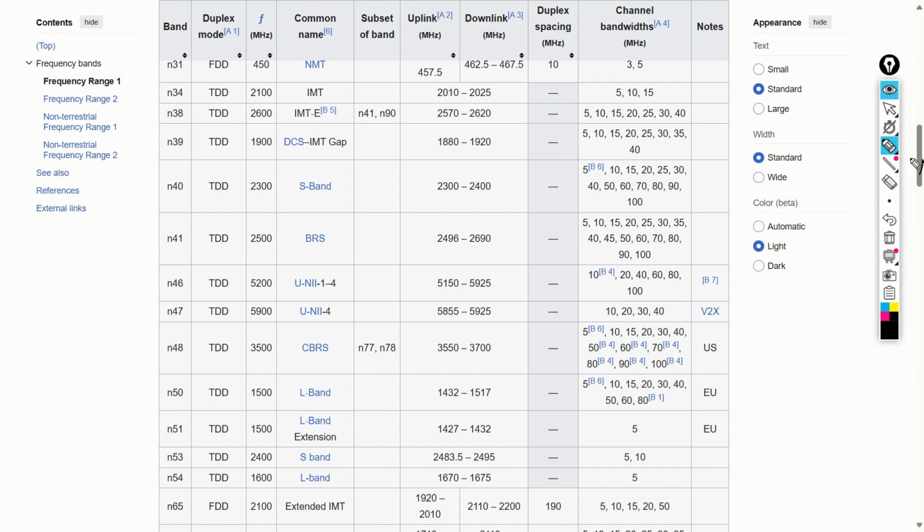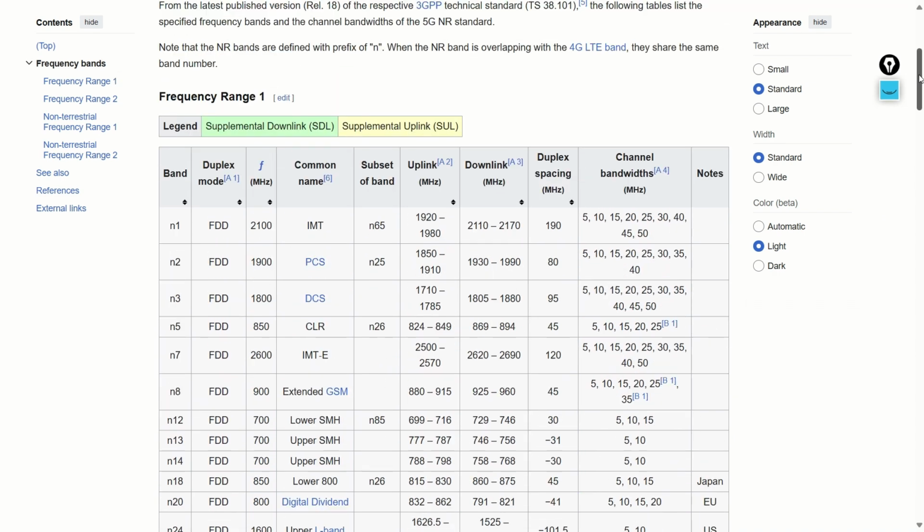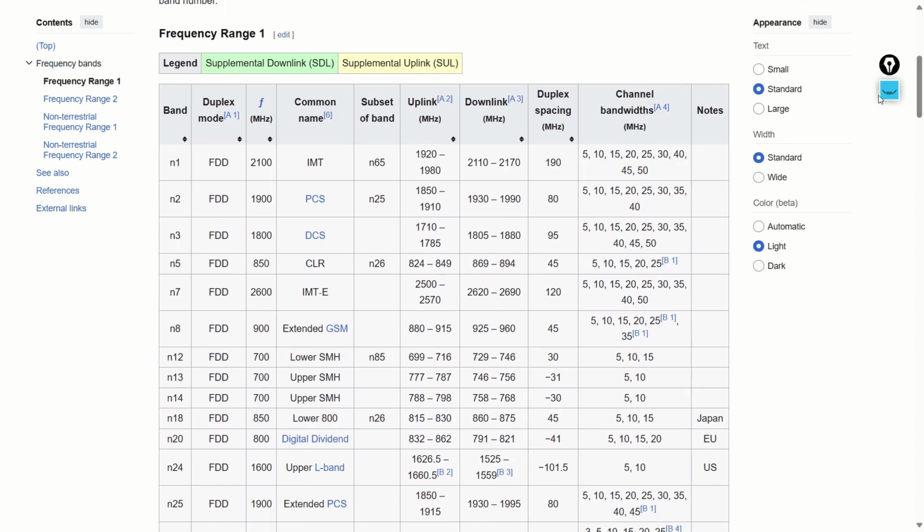So where is it? Here it is. If the operator says I have an FDD duplex mode of 2100 band, out of this 1920 to 1980 or 2110 to 2170, I have purchased a bandwidth of 20 megahertz. It means 20 in UL and 20 in DL.